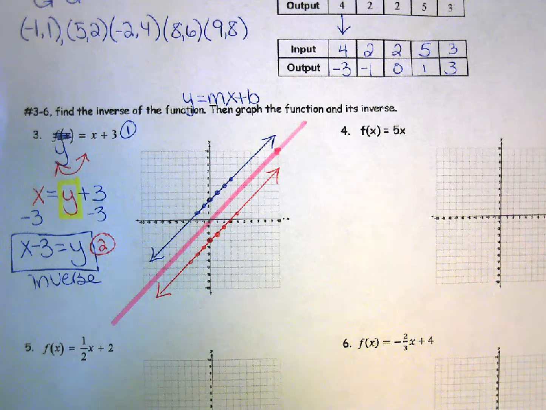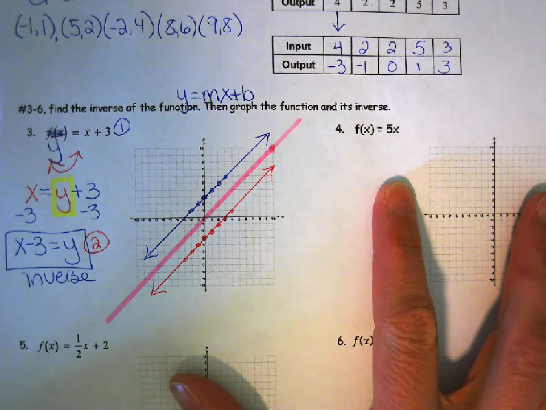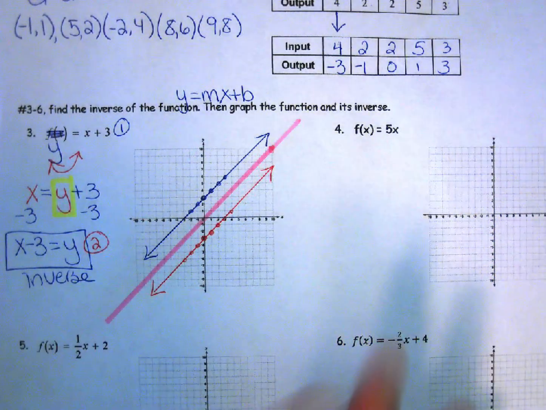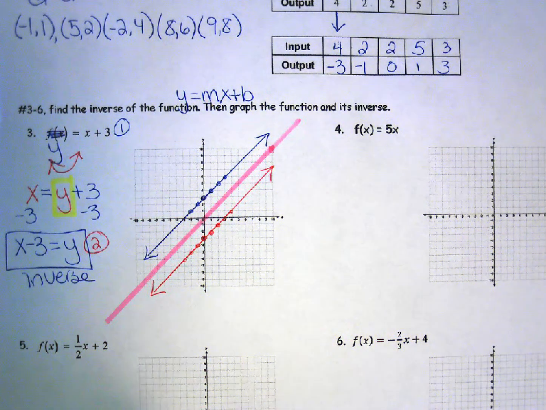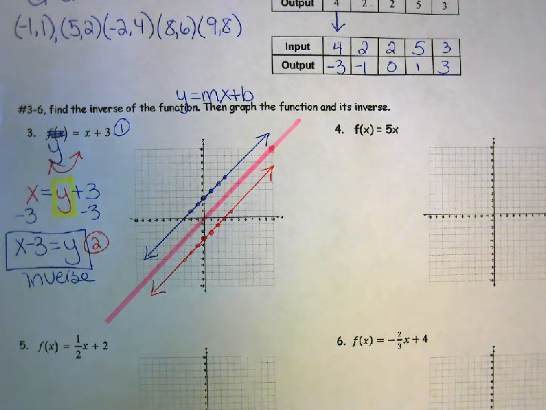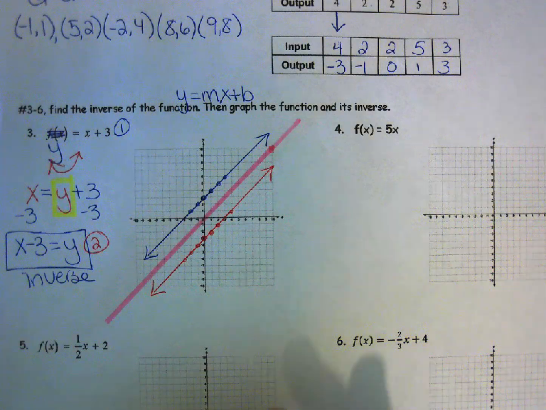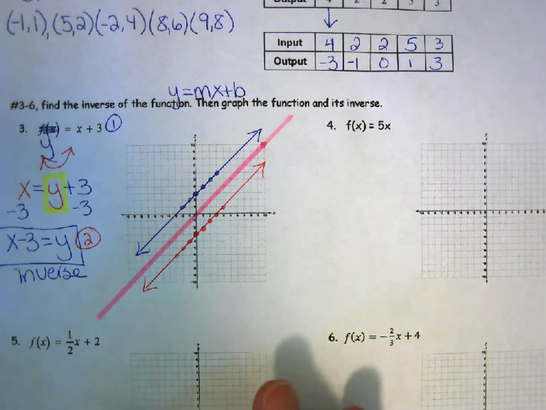Now, I told you on the second one, I'll start with the graph so that you can see it doesn't matter which one you do first. Sometimes people have a preference, but it really doesn't matter. They can be kind of independent of each other as well. So let me show you that.